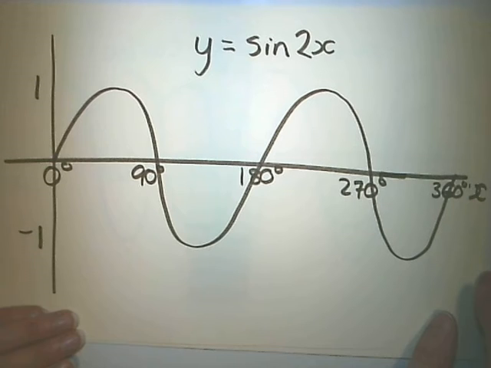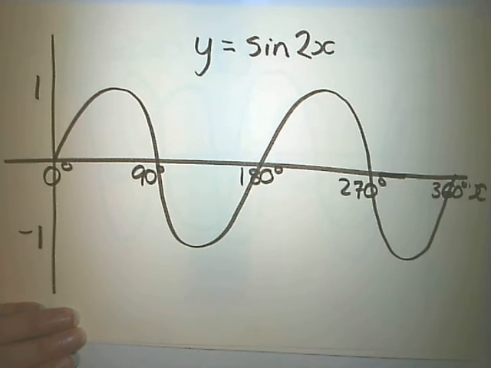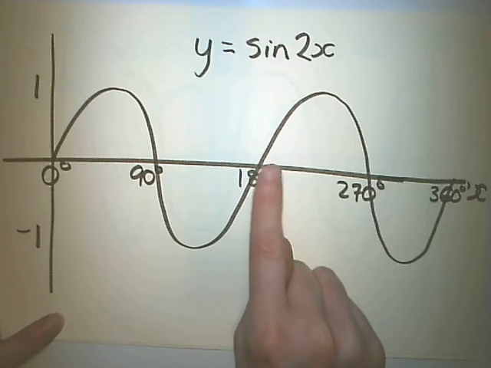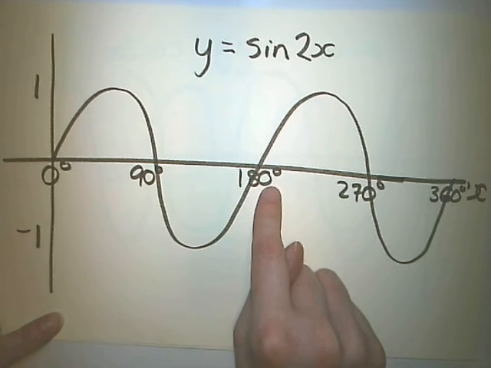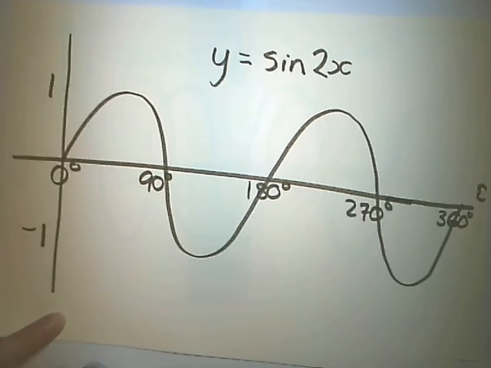If it was sine 2x, that means you get 2 sine curves in between 0 and 360. So the period is 180. One curve is going to finish after 180 degrees. So the period is 180 degrees. And the amplitude is 1, half the height.